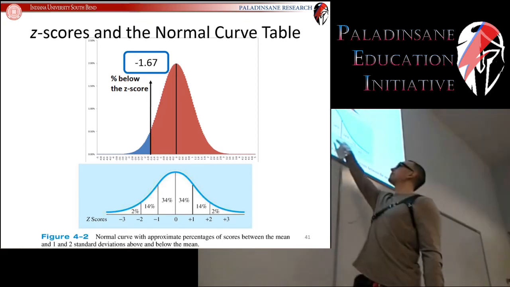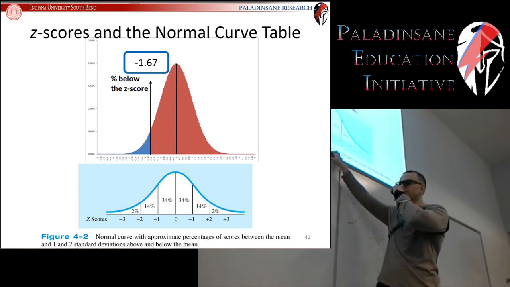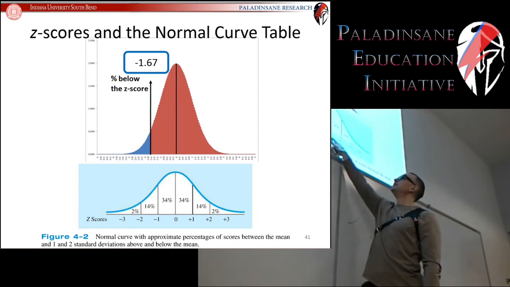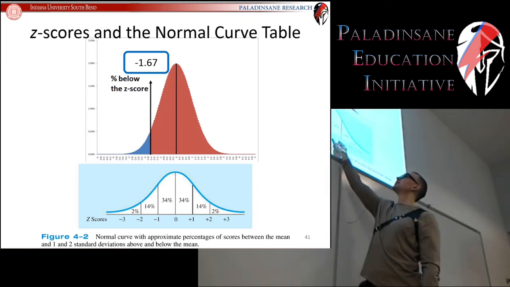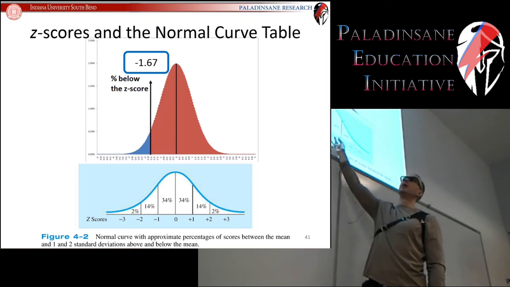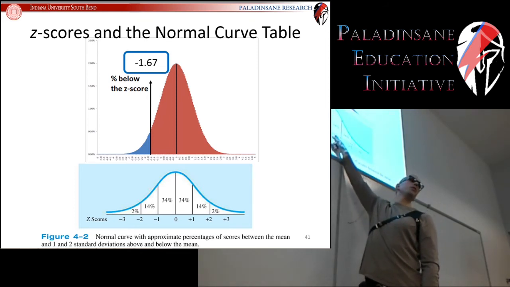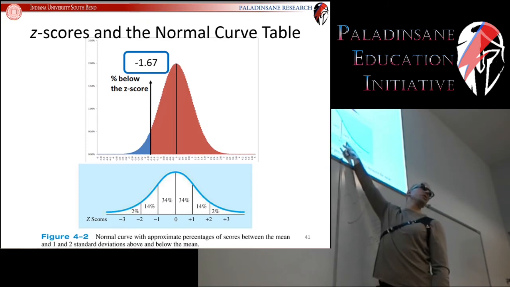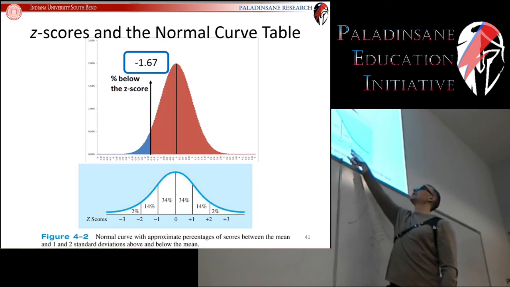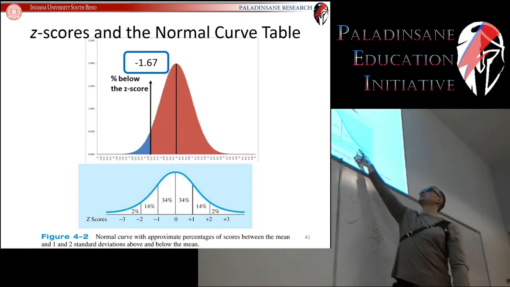So this is a graph of z-scores. The way that you read this is that this percentage here is for the area between the two z-scores. From a z-score of 0 to 1, that's approximately 34% of the curve. From a z-score of 1 to 2, that's 14% of your curve. And from a z-score of 2 to infinity, all the way out, that's 2%.